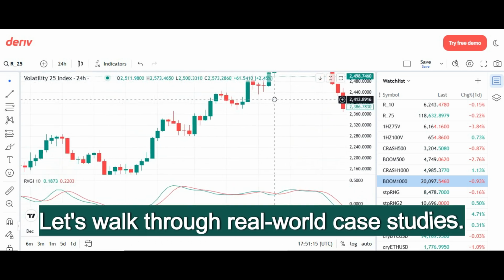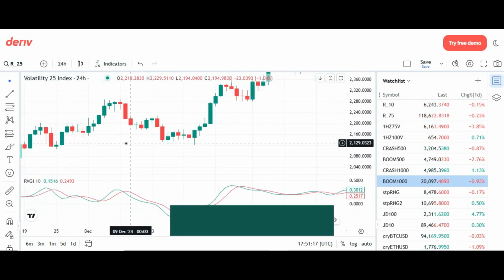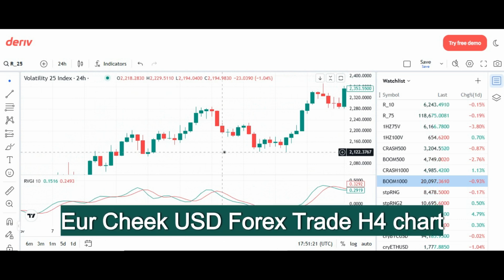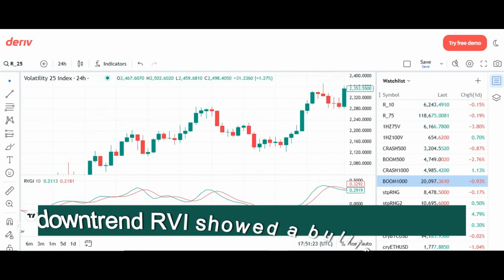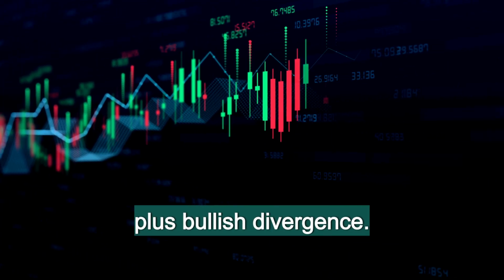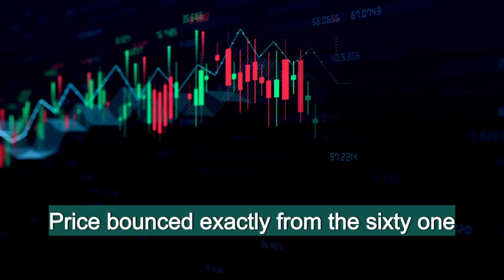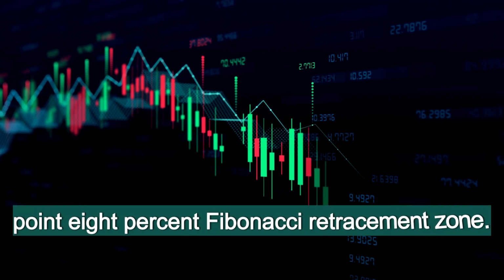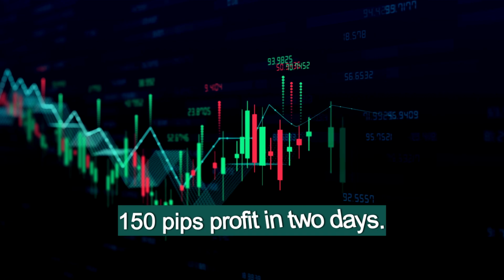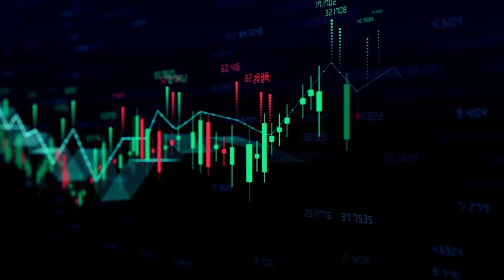Let's walk through real-world case studies. Case Study 1. EUR/USD forex trade, H4 chart. Downtrend. RVI showed a bullish crossover plus bullish divergence. Price bounced exactly from the 61.8% Fibonacci retracement zone. Result: 150 pips profit in 2 days.